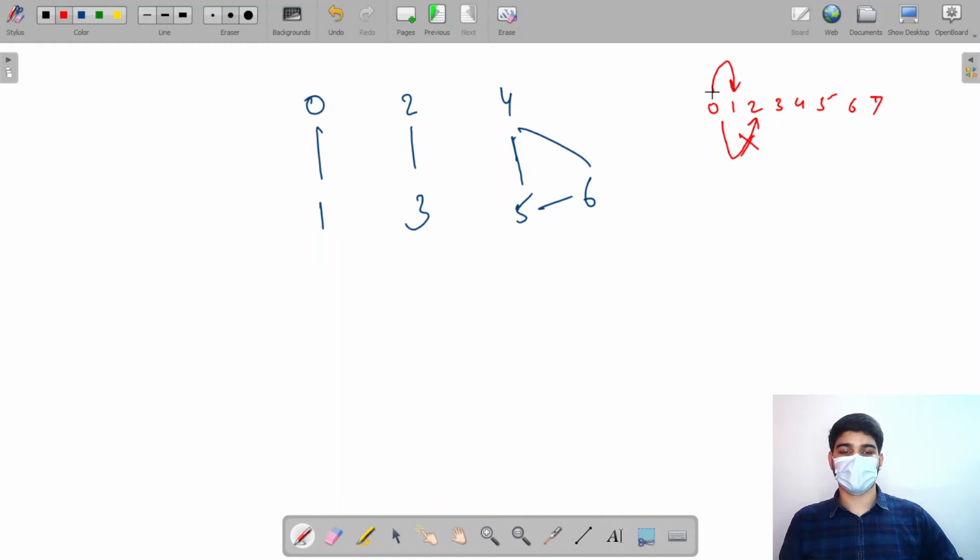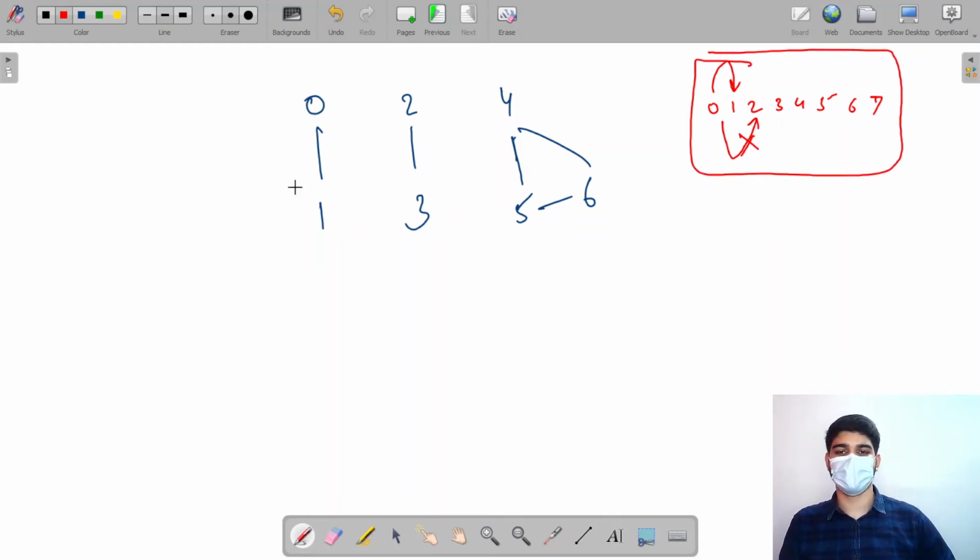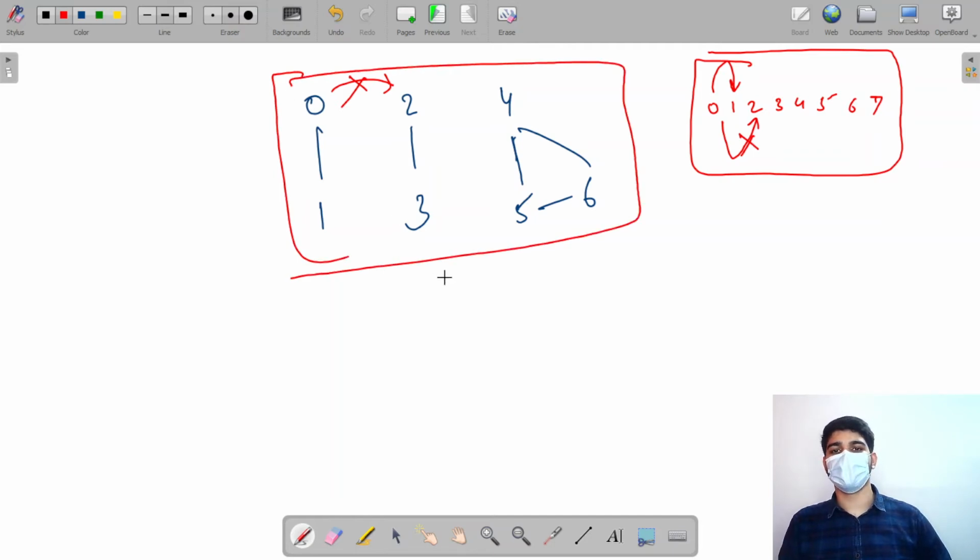So if we don't have a connection from 0 to 2, that means this graph is not connected, as we don't have a connection from one vertex to another. So what I can say is a graph which has more than one component is not connected. Is not totally connected.